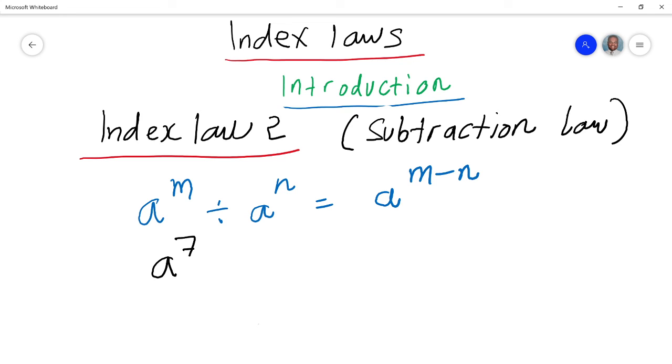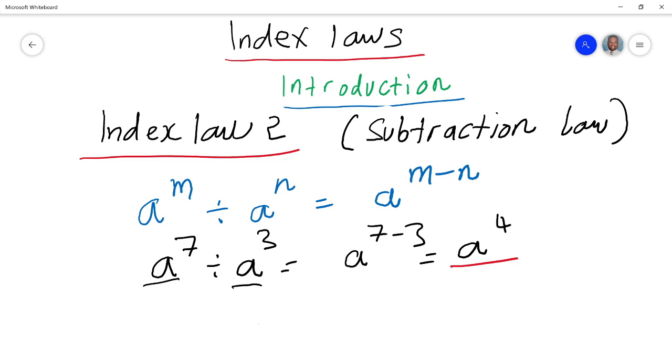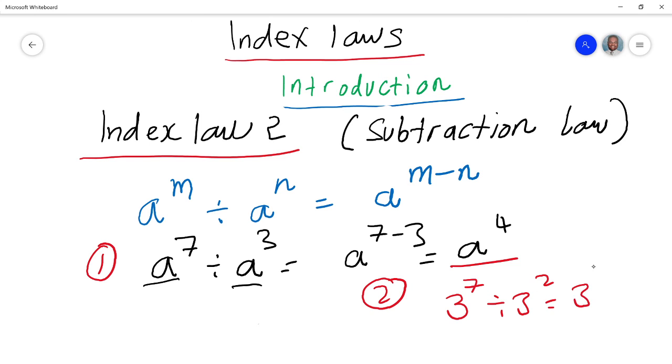Let's look at a simple example: a to the power 7 divided by a to the power 3. Are my bases the same? Yes, a, and we're dividing, so that becomes a to the power 7 minus 3, which is a to the power 4, because we are subtracting the powers. Let's look at example 2. Say you've got 3 to the power 7 divided by 3 to the power 2. That becomes 3 to the power 7 minus 2, which is 3 to the power 5.